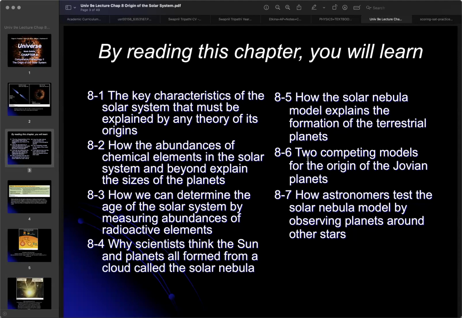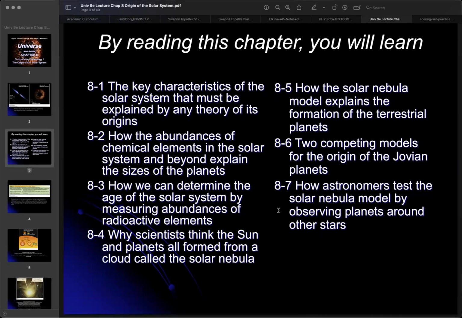Why scientists think the sun and planets all formed from a cloud called the solar nebula. How the solar nebula model explains the formation of terrestrial planets. What are the two competing models of how the Jovian planets evolved, and how astronomers test the solar nebula model by observing planets around other stars.